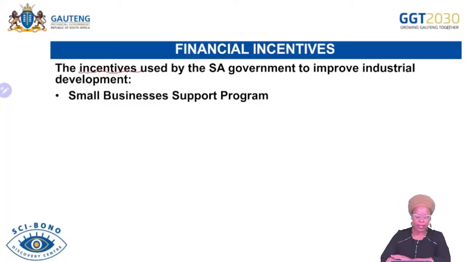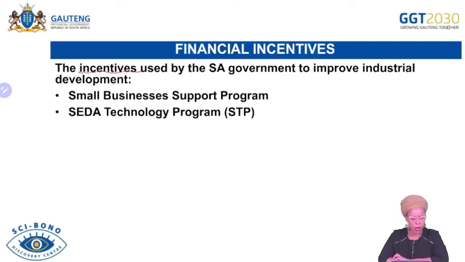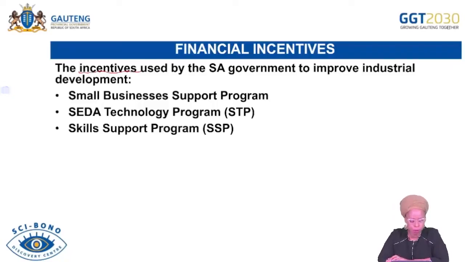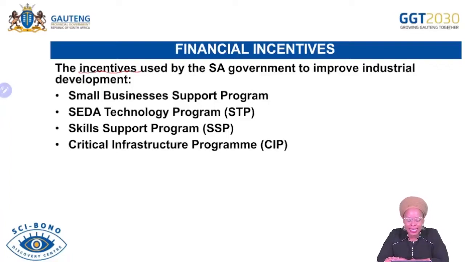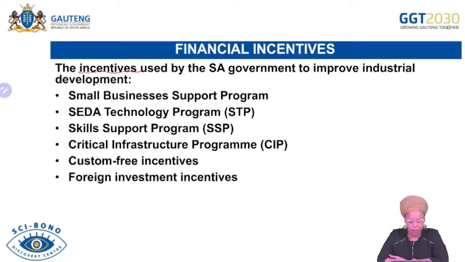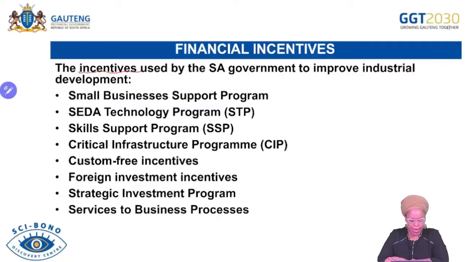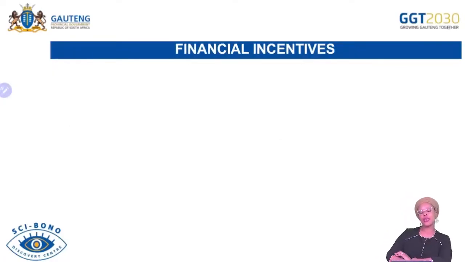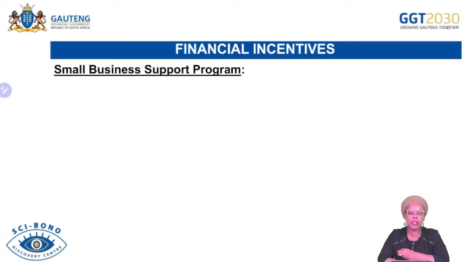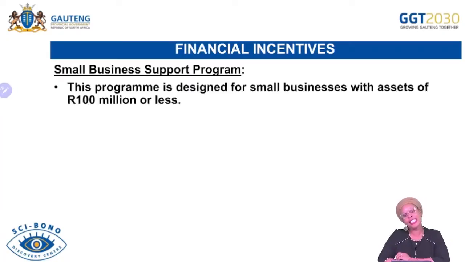So number 1, we have the Small Business Support Program. We also have SEDA Technology Program. We also have Skills Support Program. And then we have Critical Infrastructure Program, followed by Custom-Free Incentive, Foreign Investment Incentives. We also have Strategic Investment Program, and we have Services to Business Processes. So for 2 marks, you can be asked to just list or to name. Then the story can change. You can also be asked to explain for 8 marks.